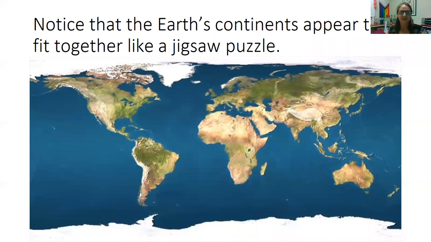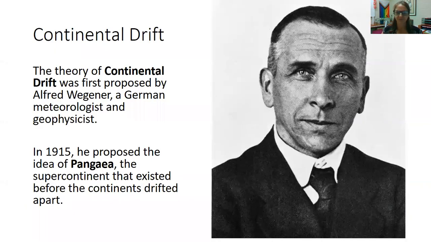So notice that the Earth's continents appear to fit together like a jigsaw puzzle, right? You can kind of see that the east coast of the US and Central America and South America almost fit together to the west coast of Europe and Africa. It looks like you could just slide the continents together and they would fit together like a jigsaw puzzle. And this is something that people noticed really early on.